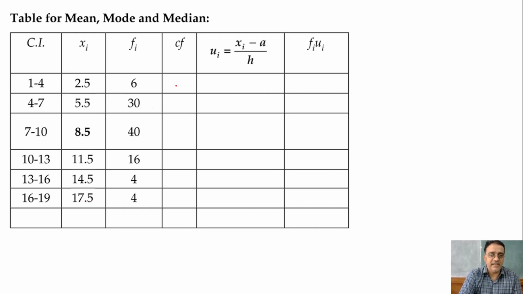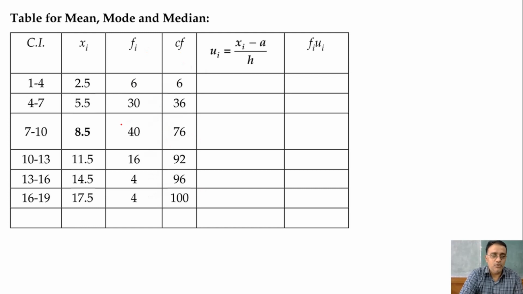Now CF. First, 6. Second, 36. Next, 76. Next, 92. Next, 96. Last, 100. Right. Okay. So next column bhi hum log ka ho gaya.